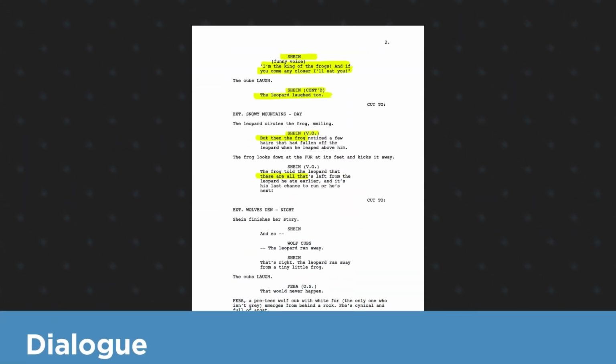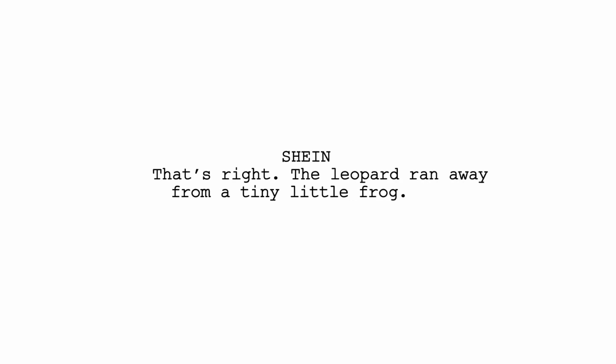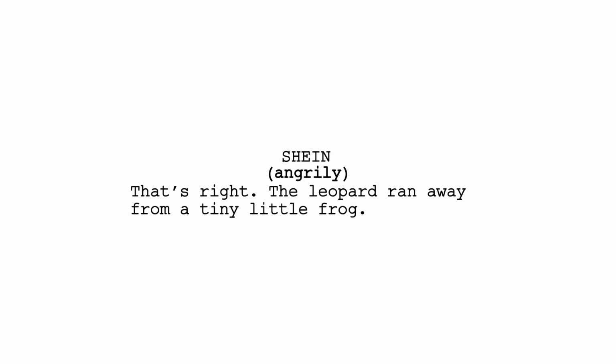Dialogue. After the action description comes the dialogue, headed by the name of the character who is speaking, written all in caps, and centered on the page. The dialogue itself is flushed left, but centered in its position relative to the rest of the screenplay. You can use parentheses to provide additional information about how the dialogue is delivered, like angrily or whispers, but these should be kept to a minimum.